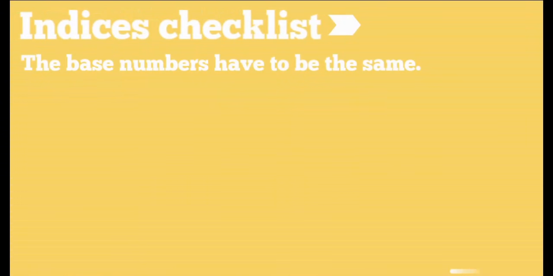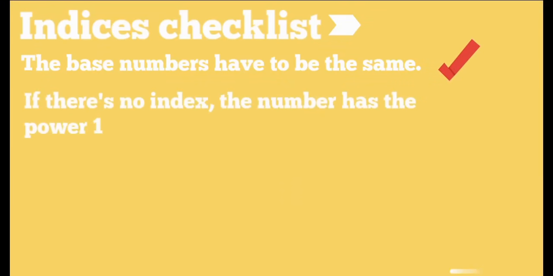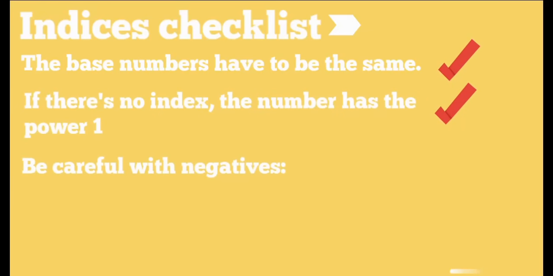Indices checklist. The base numbers have to be the same. If there's no index, the number has the power 1. Be careful with negatives. Minus 3 in brackets to the power of 2 equals 9.